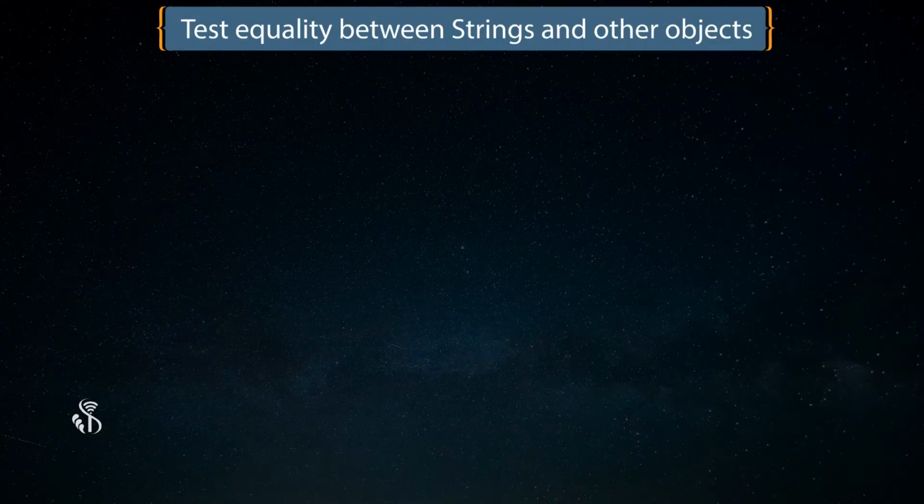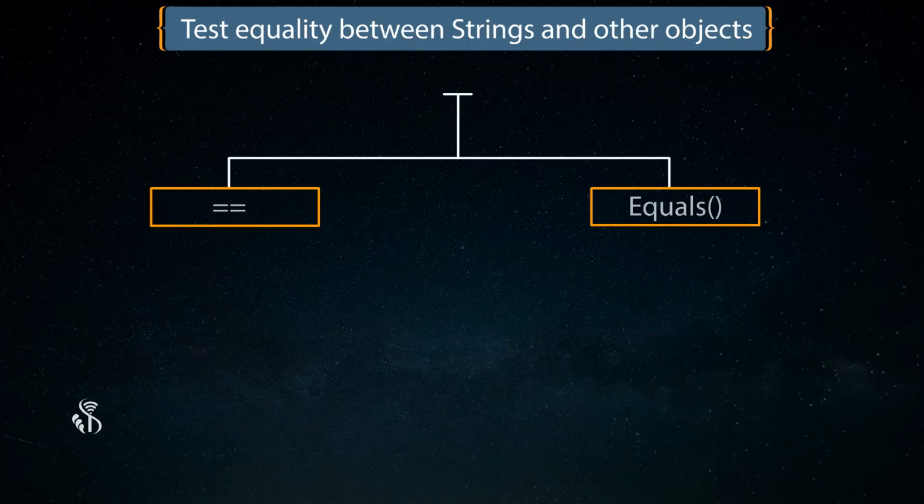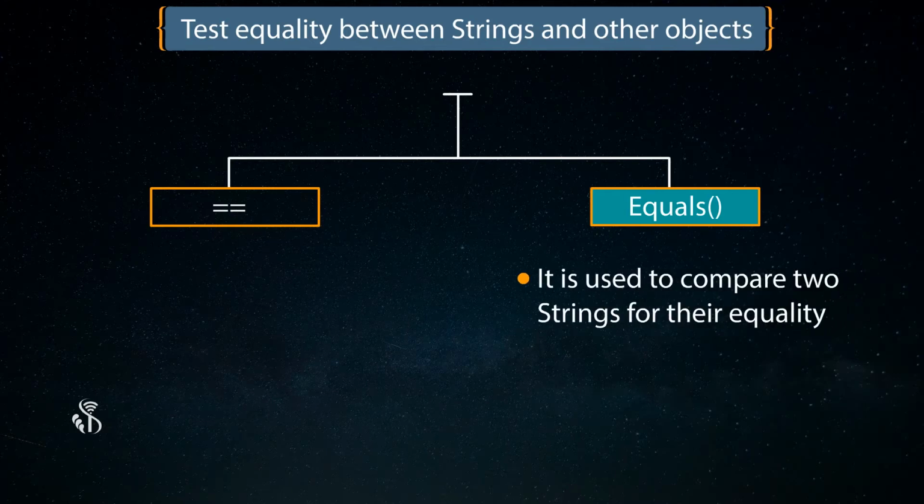Test equality between strings and other objects using == and equals(). Understand that the equals() method and == are two entirely different things. The equals() method is used to compare two strings for their equality.